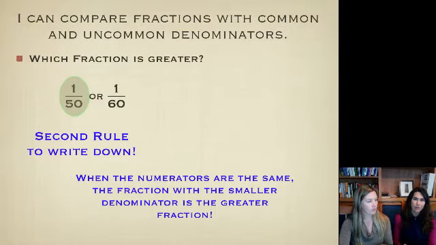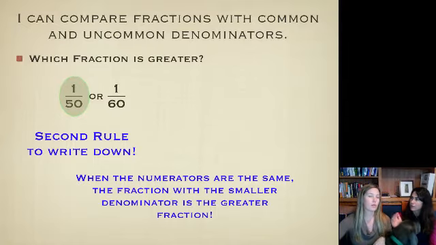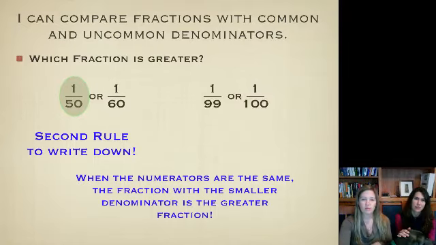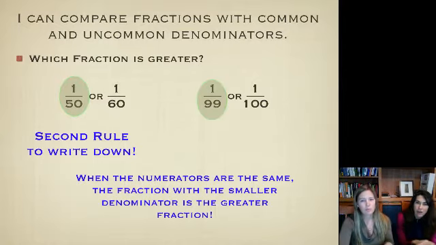Right, like a pizza. If you had a pizza split into 50 pieces and a pizza split into 60 pieces, one of the 50 pieces would be bigger than one piece of the 60. So in this case too, we have 1 over 99 or 1 over 100. It's not a big difference, but because the denominator is smaller, 1 over 99 is the greater fraction.